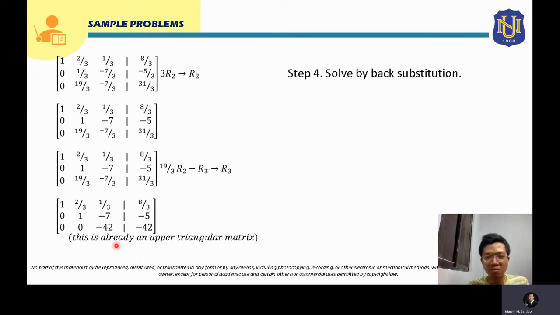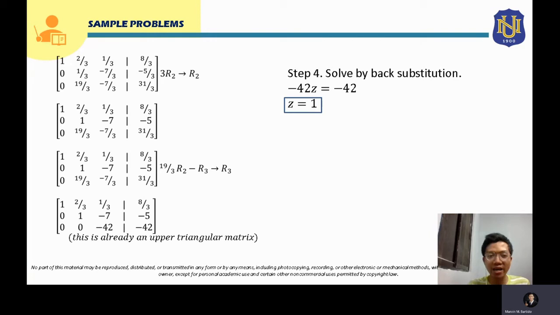So solving for back substitution, meaning we will use this, and this is negative 42, and this column is actually the column for the z variable, no? So this will become negative 42z is equal to negative 42. And solving for z, this will be equal to 1. Negative 42 over negative 42 will be equal to 1. So this will now be the answer for z.